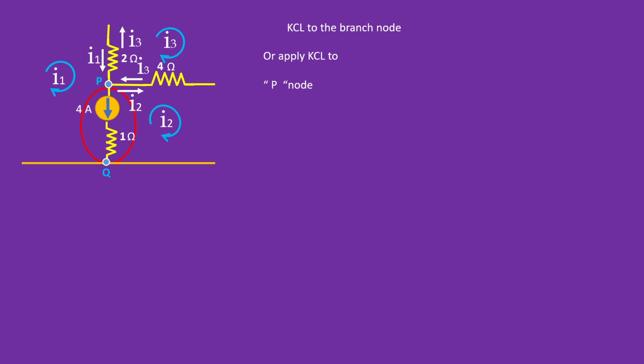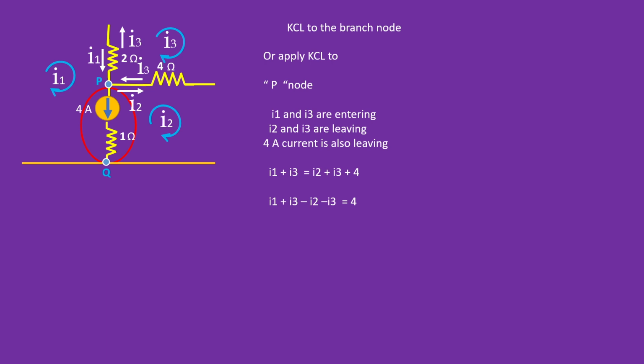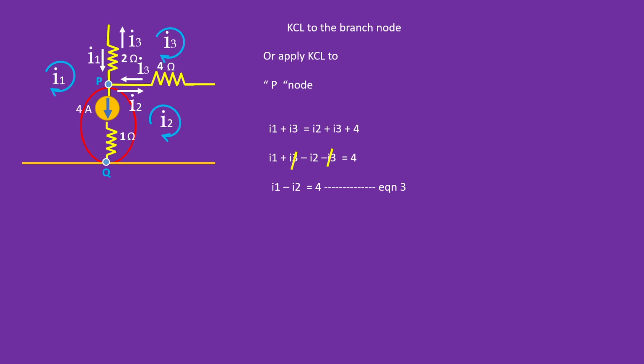But if you prefer to apply KCL to node P, then in that case the I1 and I3 currents are entering and I2 and I3 are leaving. Similarly, the 4 amp current source current is also leaving. So we can write the equation as I1 plus I3 equal to I2 plus I3 plus 4. Rearranging them, we get I1 plus I3 minus I2 minus I3 equal to 4. So this I3 gets cancelled, and we get I1 minus I2 equal to 4. So here also we get the same equation number 3. Either of these methods can be applied.